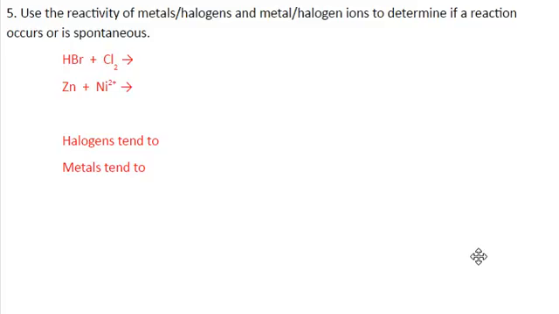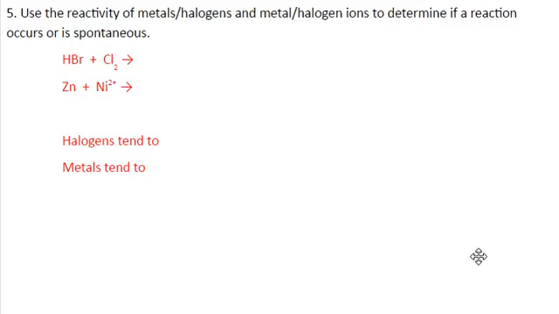Objective 5: use the reactivity of metals or halogens along with the metal or halogen ion to determine if a reaction occurs, or what we call spontaneous. A spontaneous reaction is usually exothermic. You don't have to put energy in to make them occur. They'll just happen on their own over time, sometimes in a short amount of time, sometimes a much longer process.